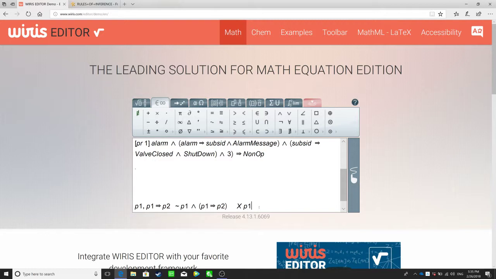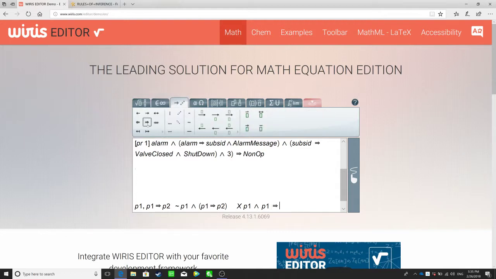This is wrong: P1 and P1 implies P2. This is correct: P1 and P1 implies P2. So what does that mean? That means we know P1, we know P1 implies P2, then we know P2. Why?